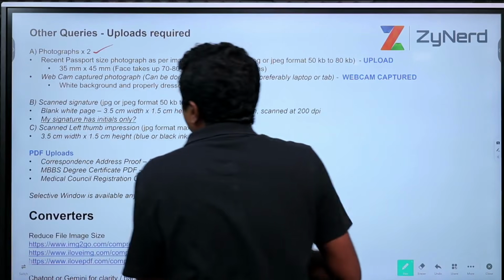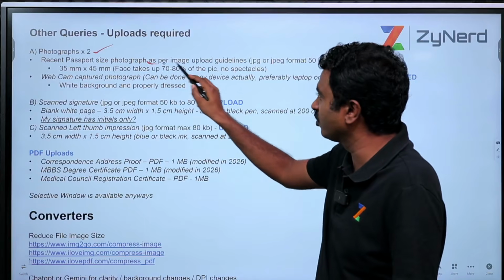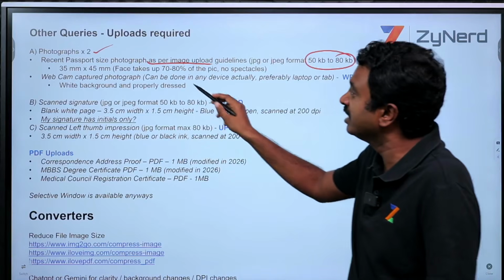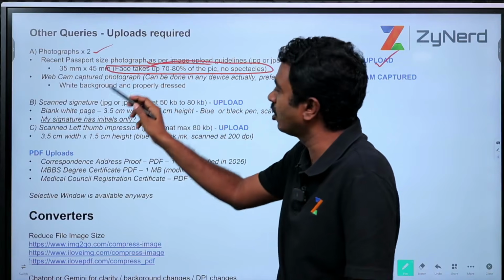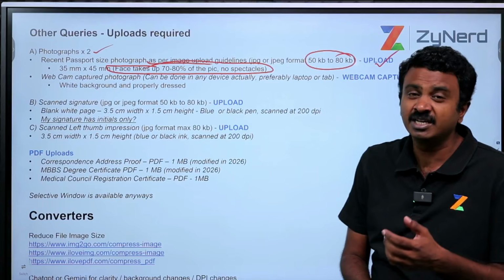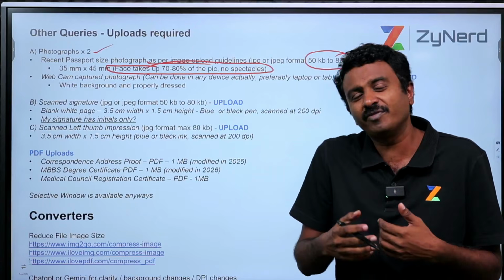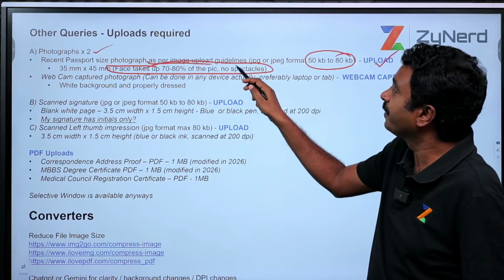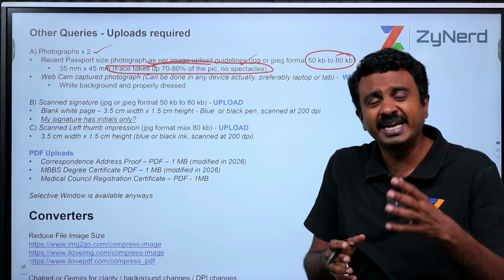Photographs are required. 2 photographs. One is a passport size photograph which you will upload, which will be 50 KB to 80 KB. This you need to upload. Some candidates have had issues with face not being up to 70 to 80%, etc. No spectacles should be there. But if you have uploaded with spectacles and the system has accepted, it is okay, not a problem. But if there is a problem, get it in white background.